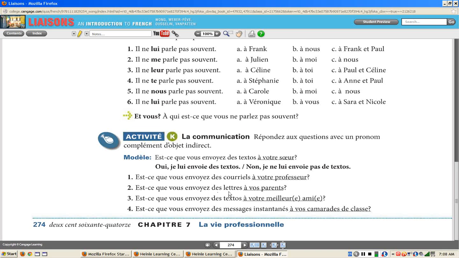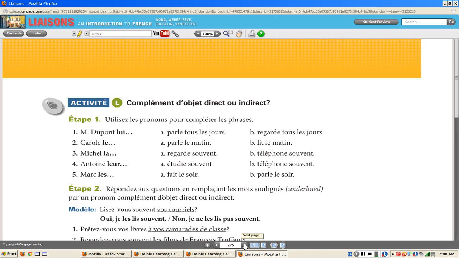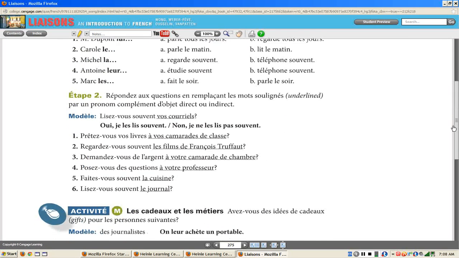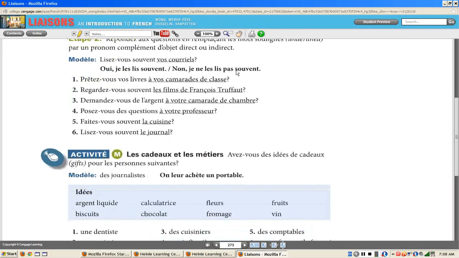Est-ce que vous envoyez des lettres à vos parents? Est-ce que vous envoyez des textos à votre meilleur ami? Est-ce que vous envoyez des messages instantanés à vos camarades de classe? And here, as you go on, you're going to practice indirect as opposed to direct. Prêtez-vous vos livres à vos camarades? Oui, on prête à quelqu'un, so that's indirect.